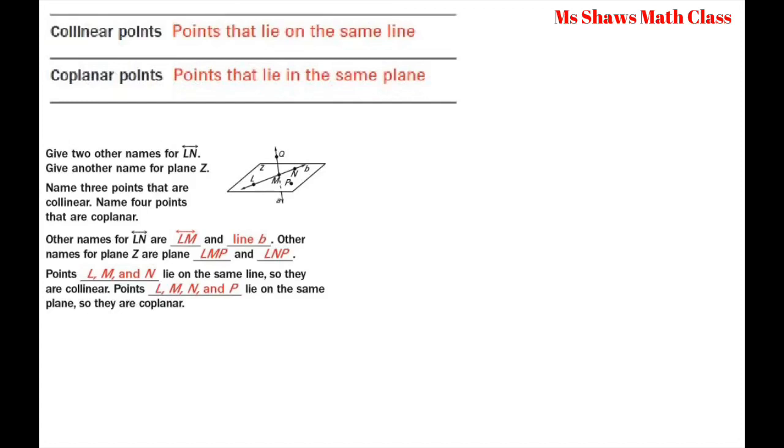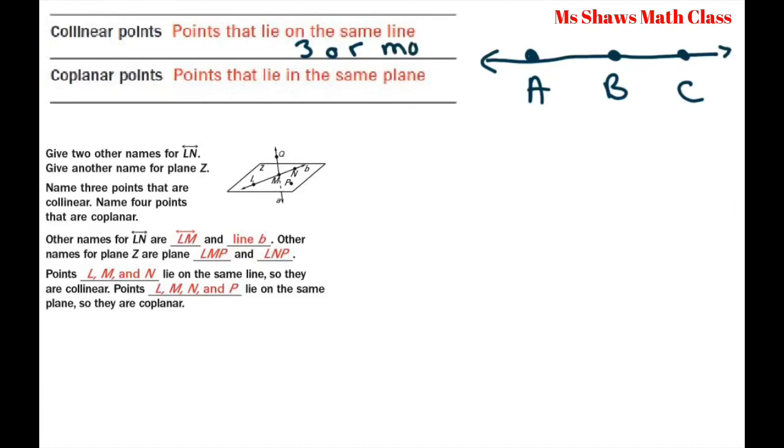Say you have points A, B, and C. You draw a line through them. That means they're colinear. You need 3 or more points to make colinear points. So 3 or more. They all have the same slope.